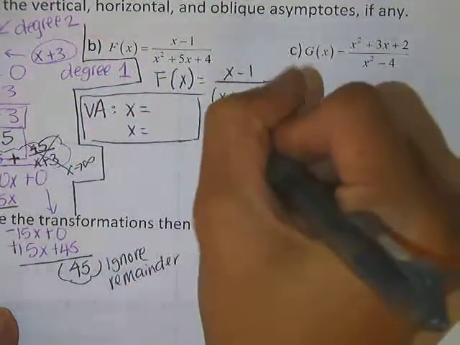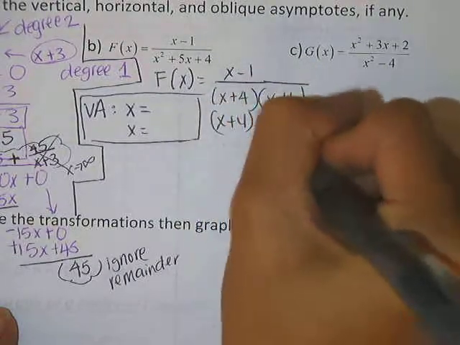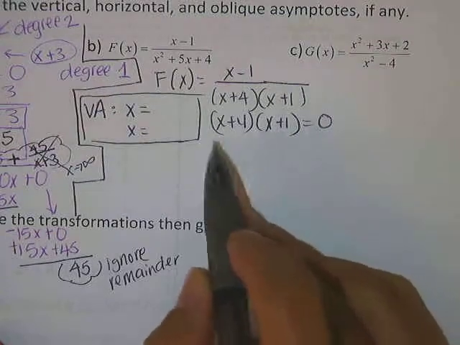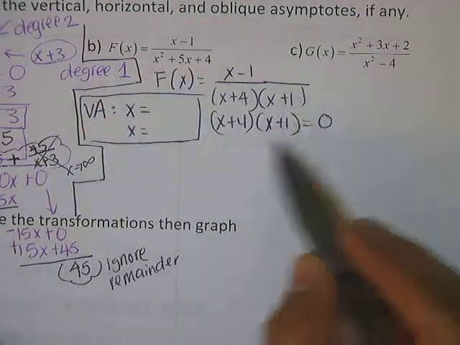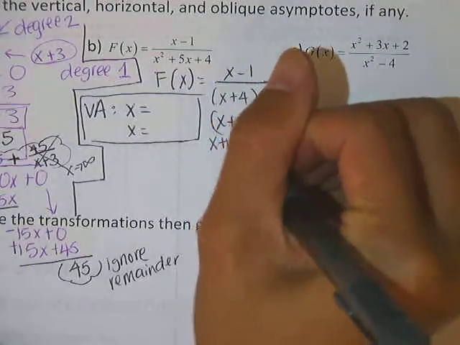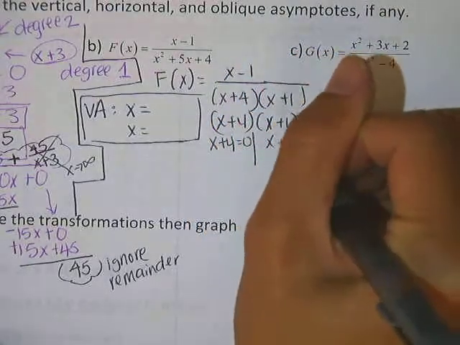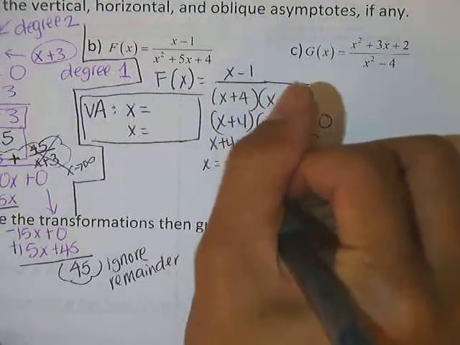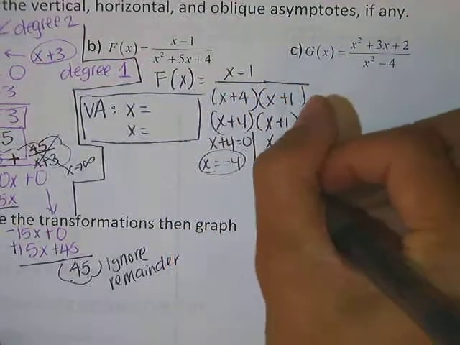Your VA, we're going to take the denominator. We're going to have x equals and x equals, because I can see that I can have two answers here, so I'm going to box that up. Okay, so here's the work. x plus 4 times x plus 1 equals 0. This is where we're trying to look for values of x that would make the denominator 0. Okay, so separate those two.